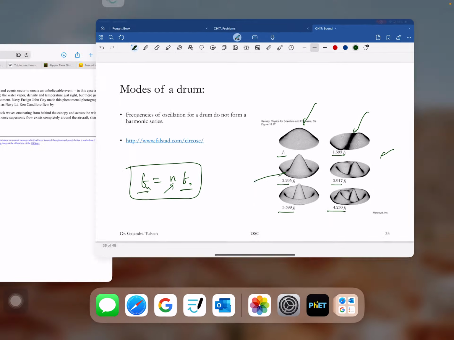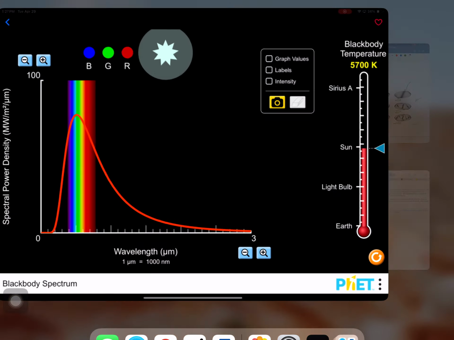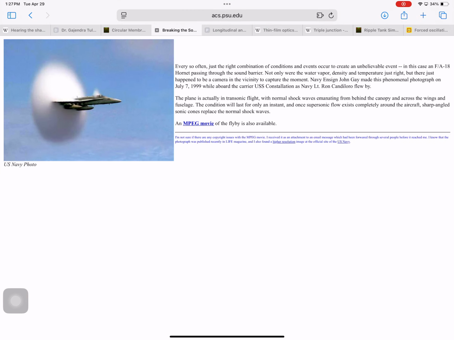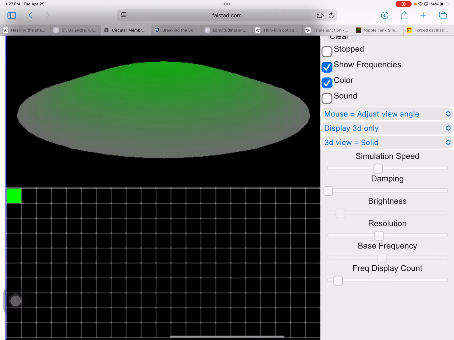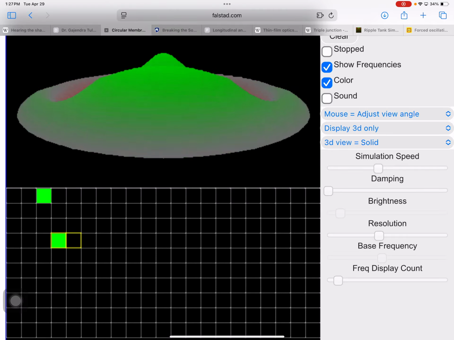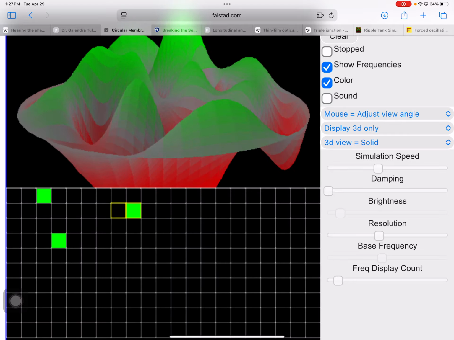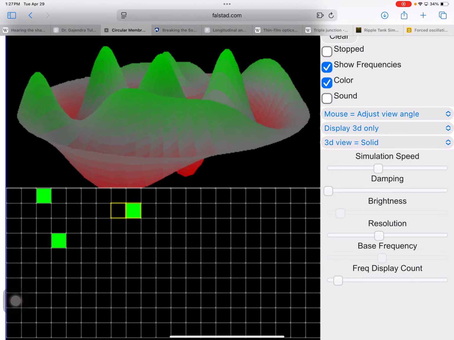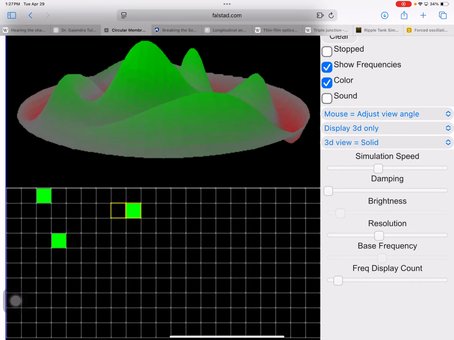Let me show you how a drum head looks. There's the lowest mode of vibration for a drum head. So when you're learning to play the drum, you're learning where to hit, what spot to hit, and how hard to hit to produce various frequencies.